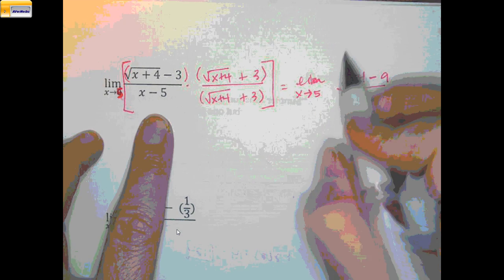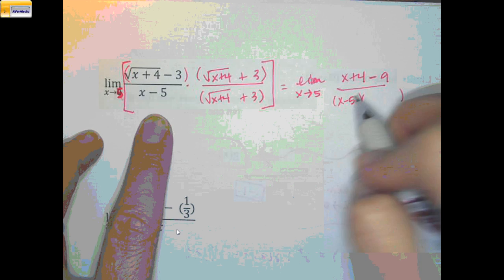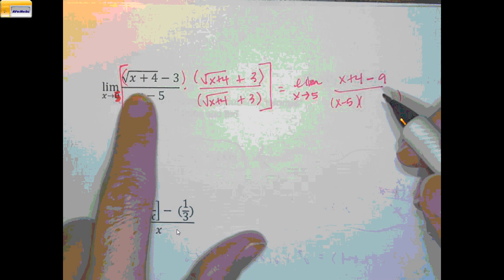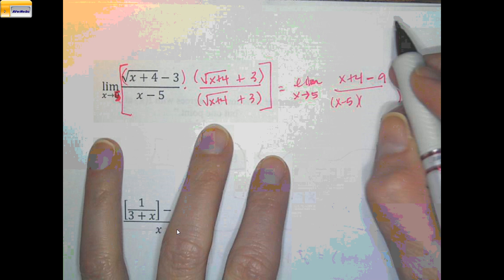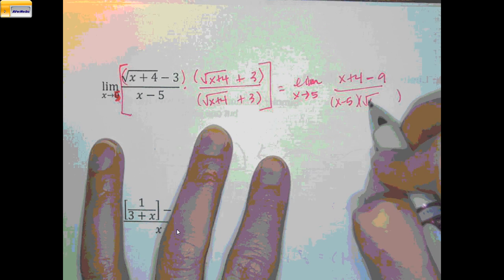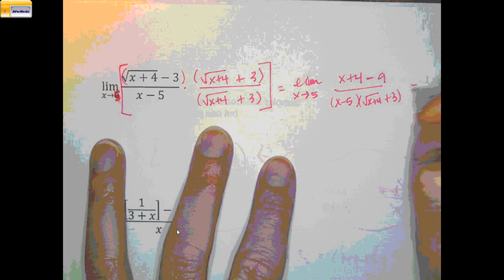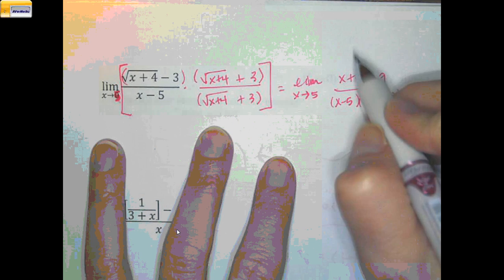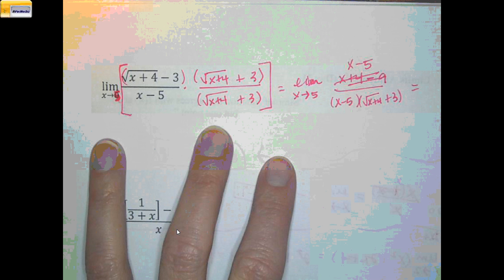And then on the bottom, I am not going to FOIL, because my hope is to make this bottom piece go away. I need that bottom piece to go away so that it will be something that I can actually substitute in. So leave this guy alone and just write them next to each other. On the top, 4 minus 9 is negative 5. So on the top, I actually have x minus 5. That's good news because I need those guys to cancel.